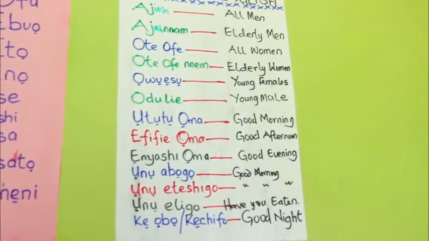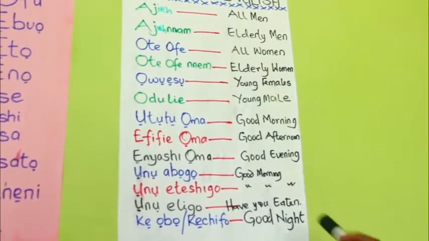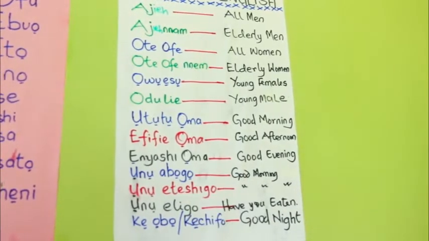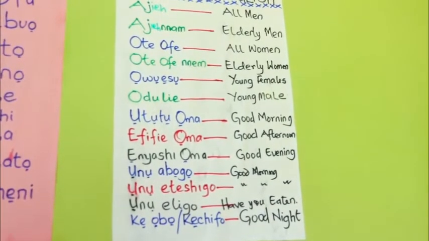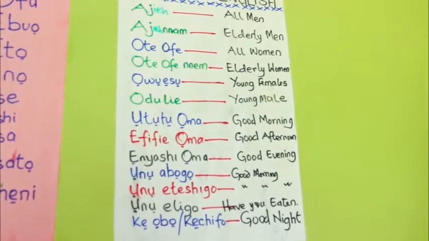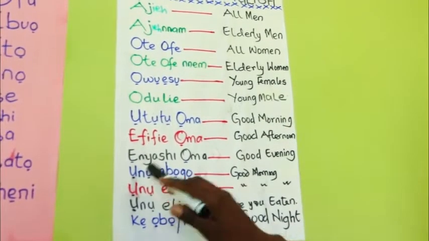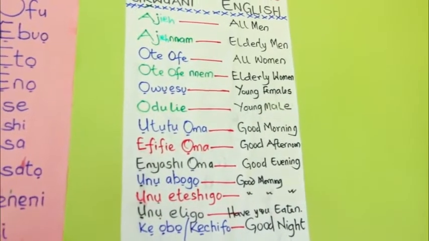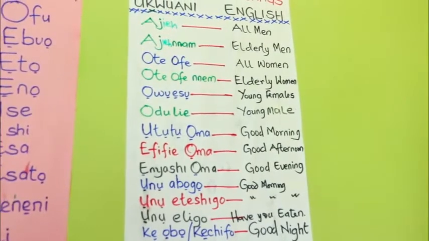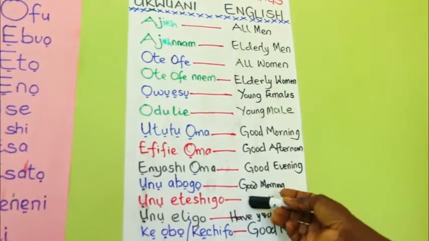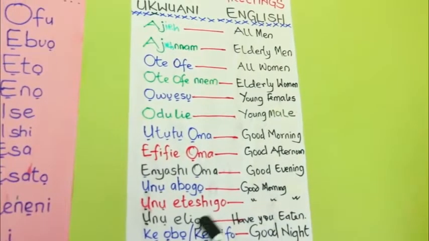Enyashioma. Good. Then what's another way of saying good morning in Ukwuani language? Unwabogo. It's as if you are asking your neighbor, good morning. And another way is Uneteshigo. That can also mean, are you awake? Good morning, you're awake.